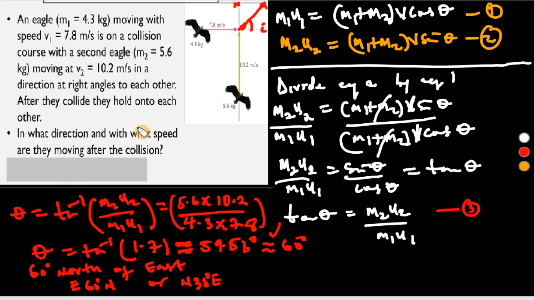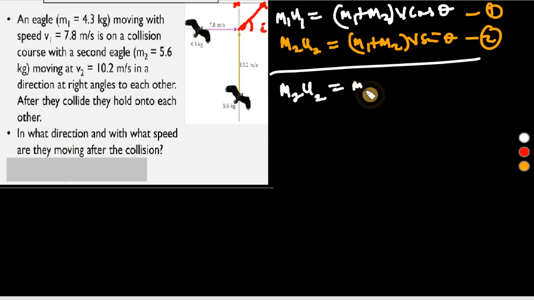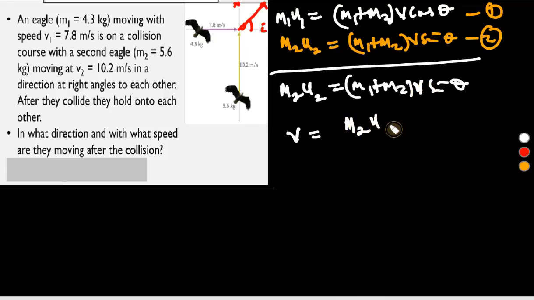So now let us find the speed they are moving with after collision. From equation 2, equation 2 says m2u2 equals (m1 plus m2) v sine theta. If we make v the subject of the formula, that is the common velocity they moved with, you now have m2u2 over (m1 plus m2) sine theta. Of course, we have found the value of theta. So we keep on going.